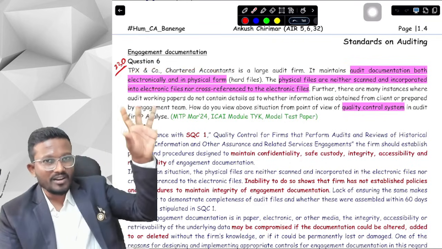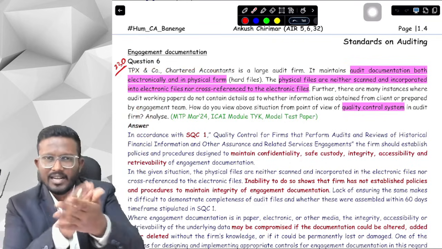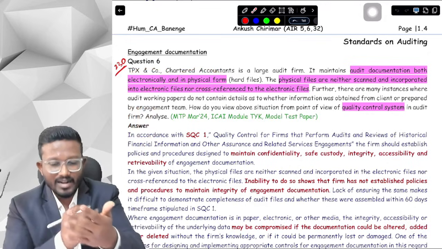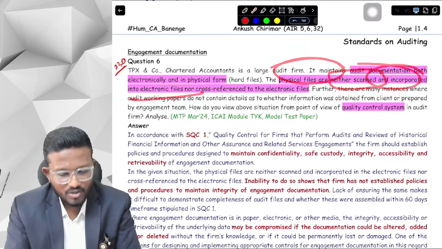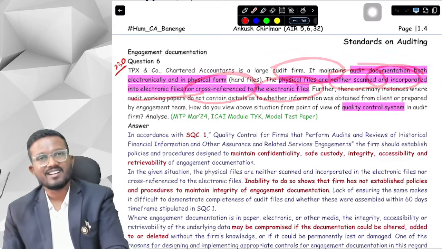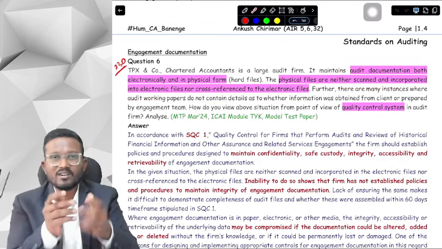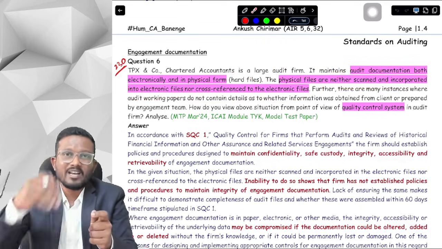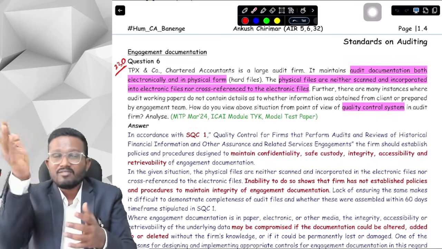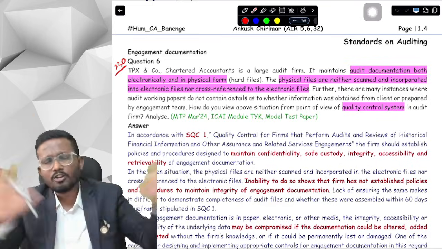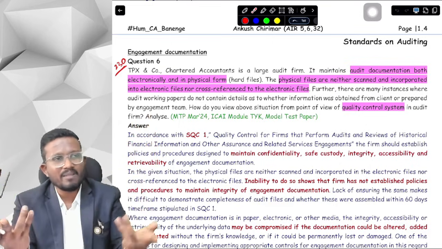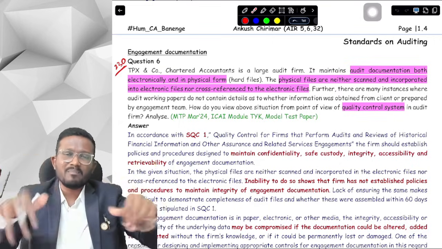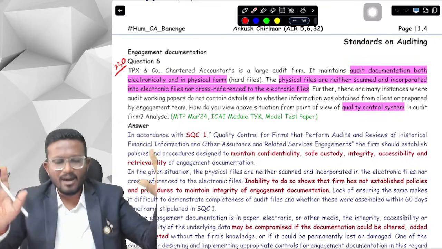We maintain electronically, and some audit documentation we maintain in our papers, physical paper as well. The physical files are neither scanned and incorporated into electronic files nor cross referenced to the electronic files. We do not scan, we do not take a photo and keep it in our electronic files. They are not cross referenced, so there may be a lot of confusion between your electronic files and the physical files. Obviously audit documentation can be maintained either in the physical file or in the electronic file.